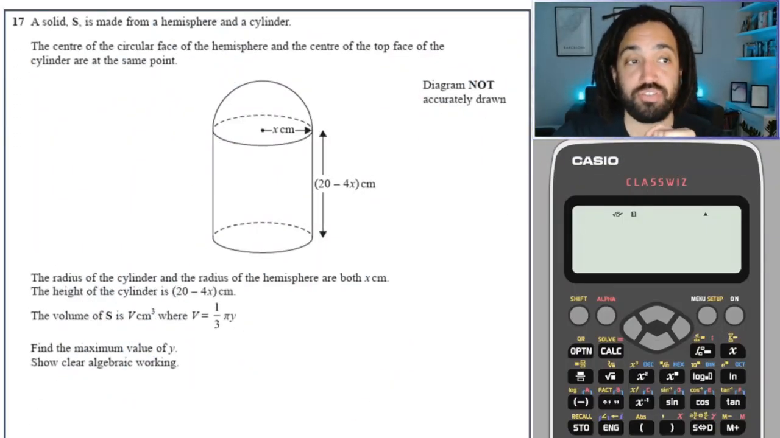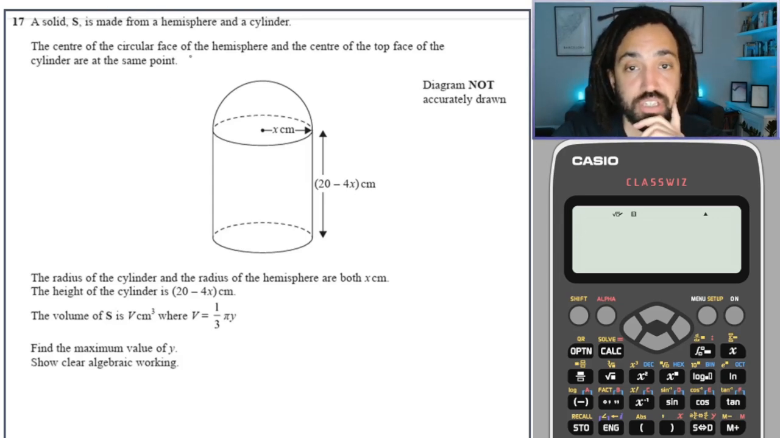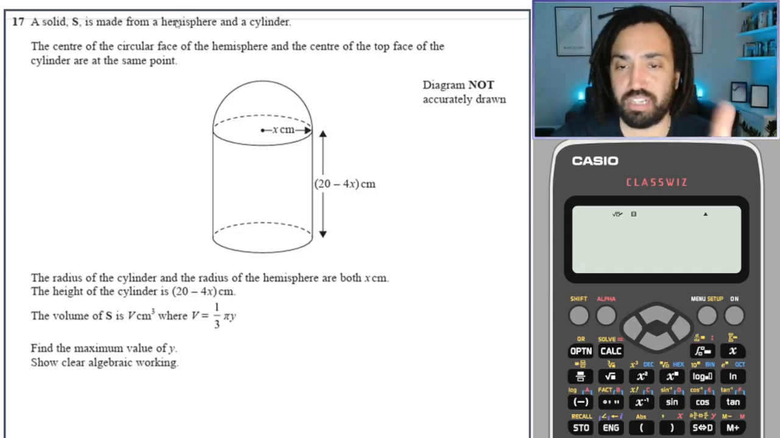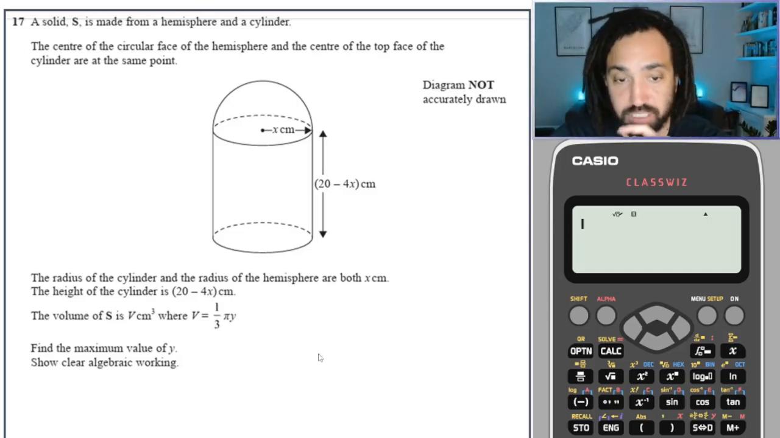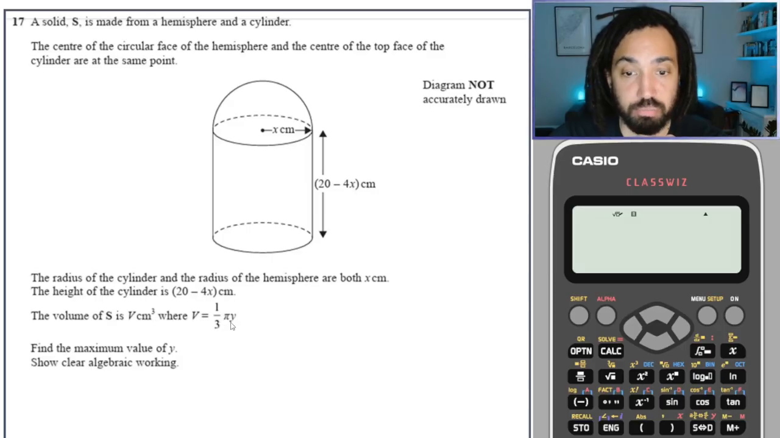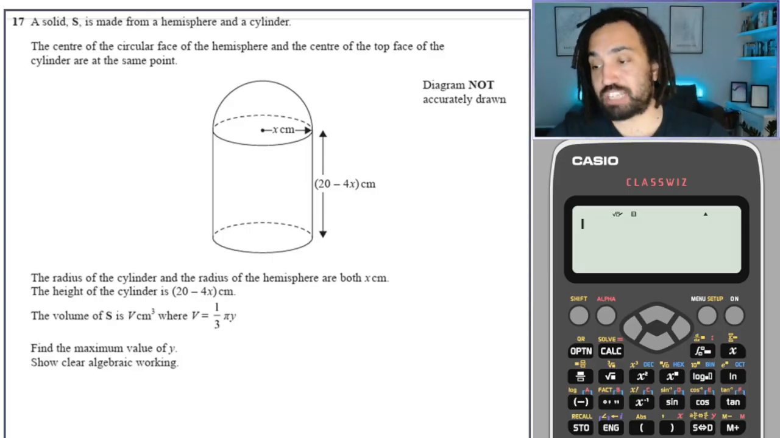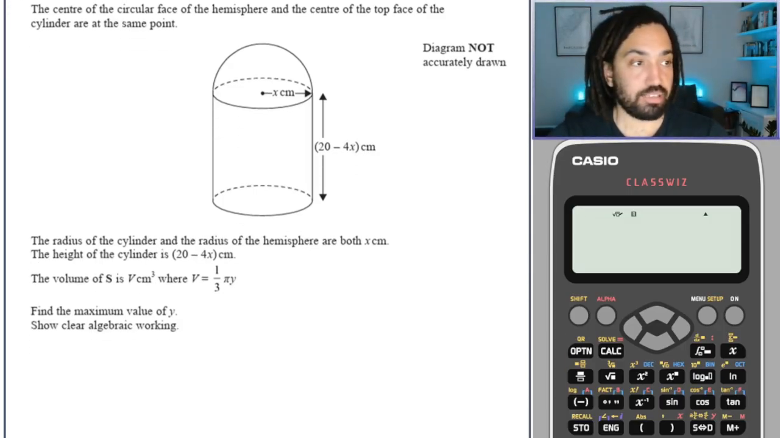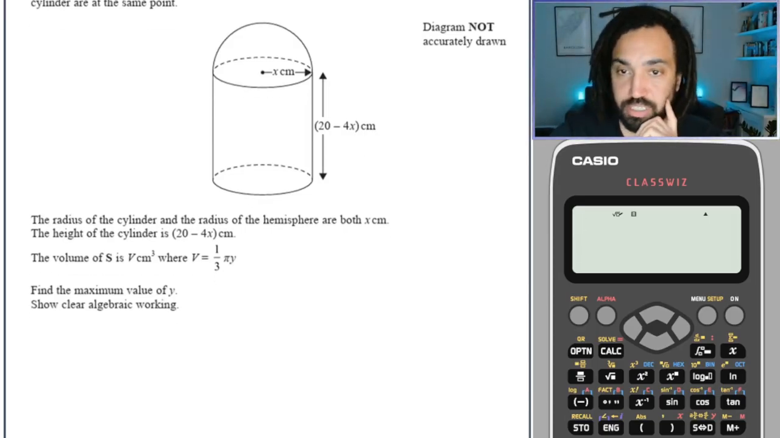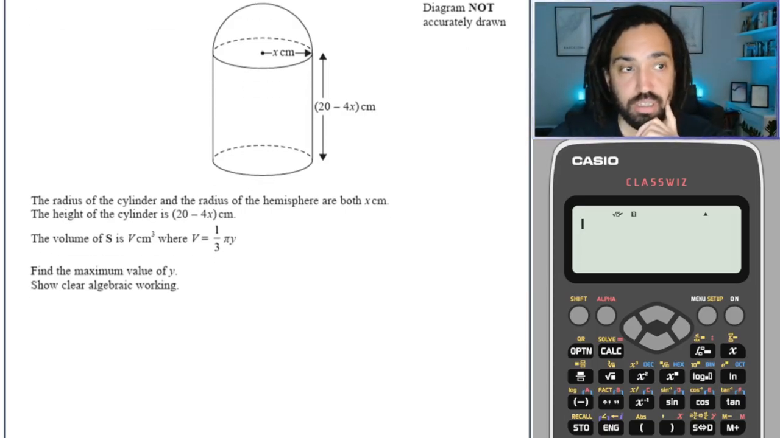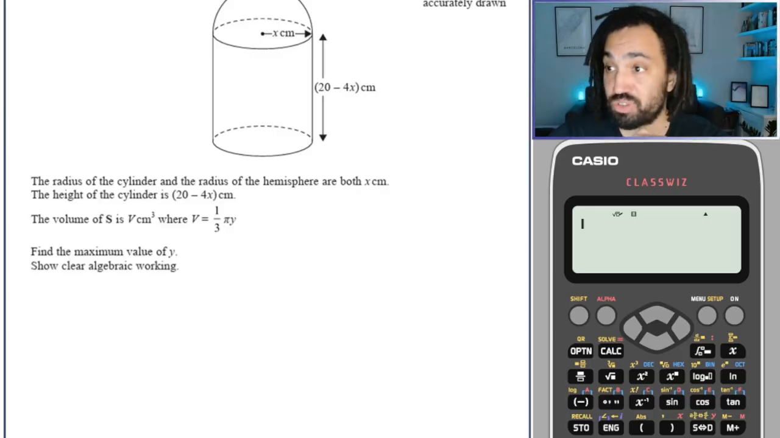Okay, we've got a solid. It's made of a hemisphere and a cylinder, and we have the centre of the circular face of the hemisphere. It says the volume of S is V, where V is 1/3 pi y. Find the maximum value of y. Okay. Interesting. Tricky question this, for sure.